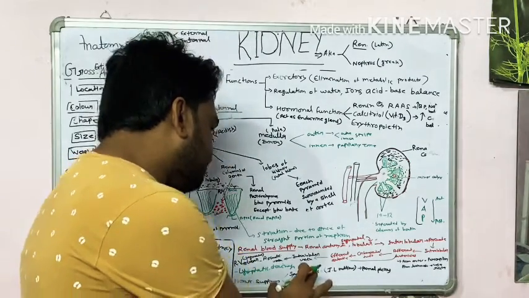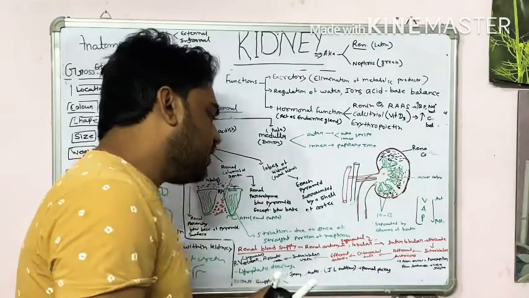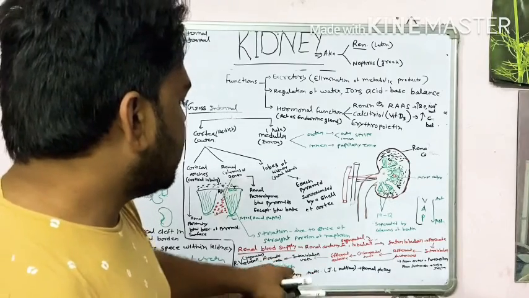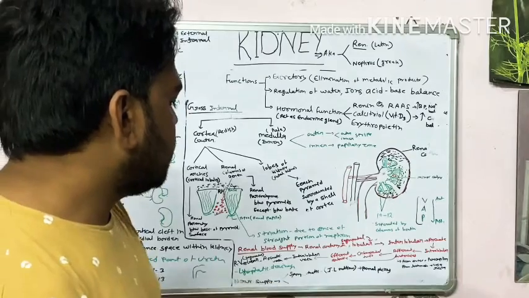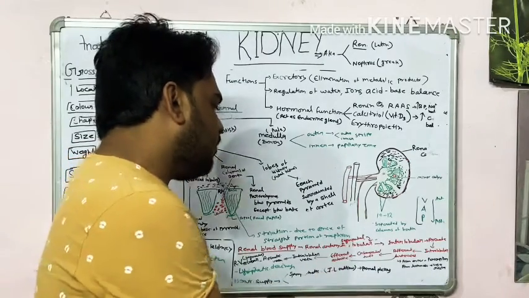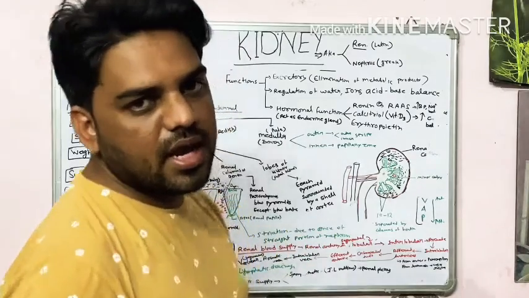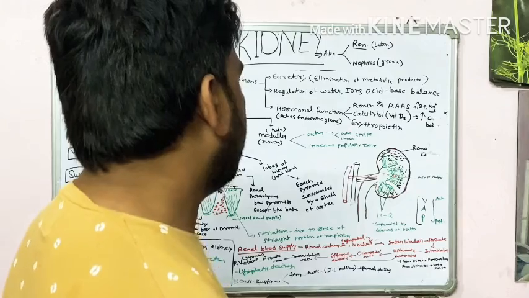The sympathetic nerve supply is the thoracolumbar outflow of the kidney. This sympathetic supply comes from the renal plexus, which is nothing but an extension of the celiac plexus.